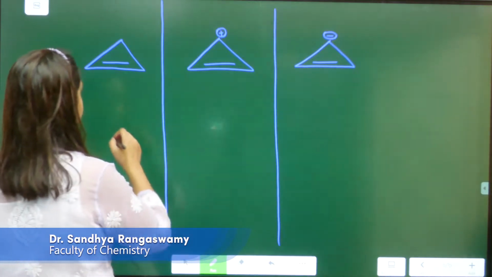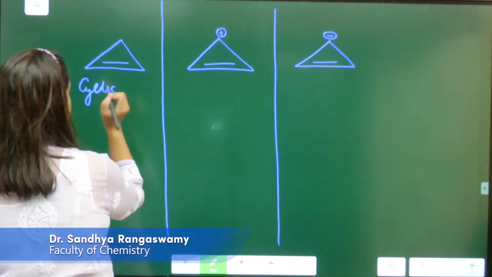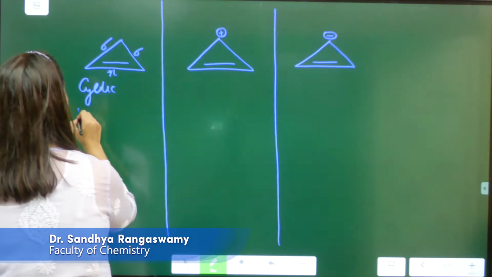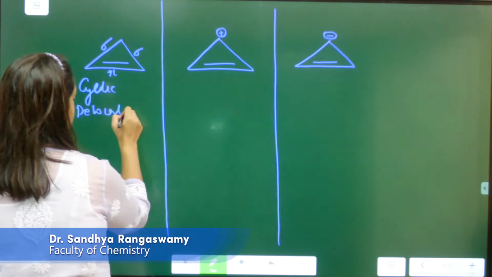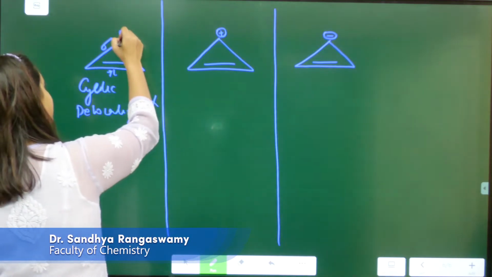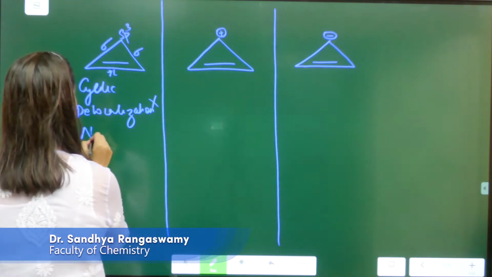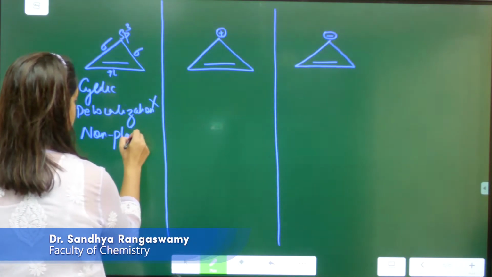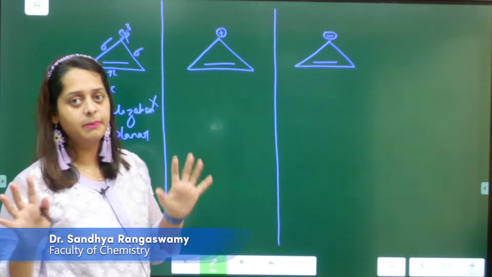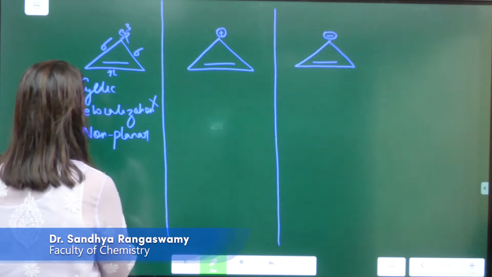When I see the first one, I see it's a cyclic structure. Right. After that, what do I see? Pi, sigma, sigma. So there is no delocalization. The delocalization condition is not met. As well, this carbon is sp3. So that means this is non-planar. So when a molecule deviates from any of the first three conditions apart from Huckel's rule, then that class of compound is referred to as non-aromatic.